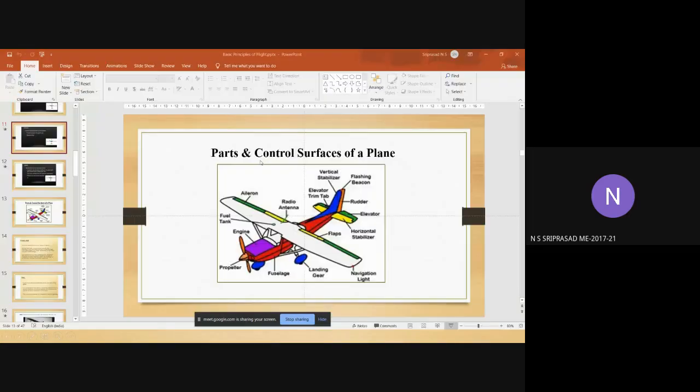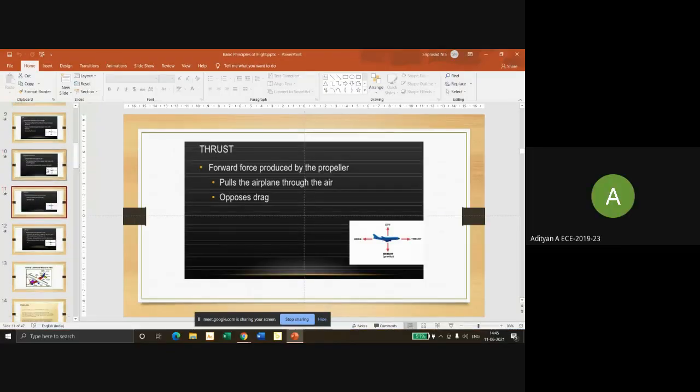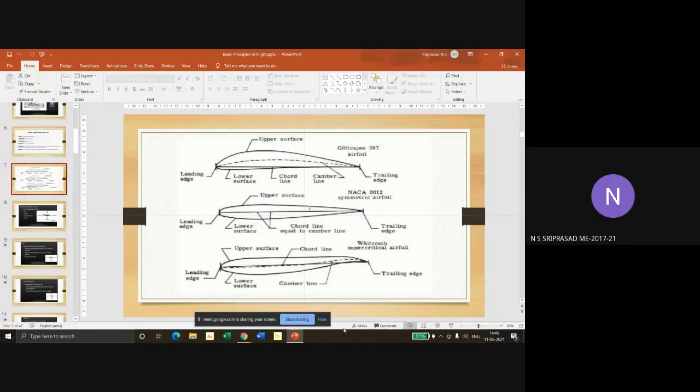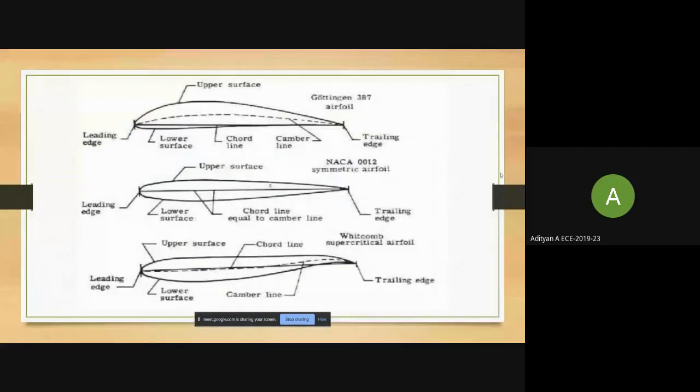Adityan, yes. I think I see some new faces. So what do you think I should do? Try to repeat myself fast, or we'll just go through the basics once. Basics, yes? Okay, fine, fine.